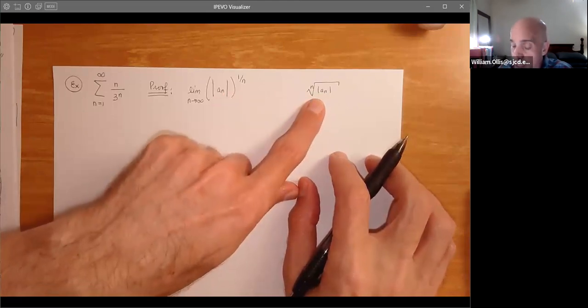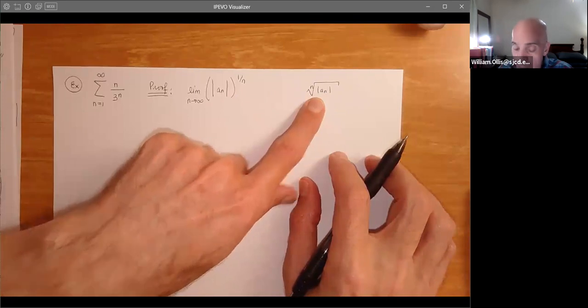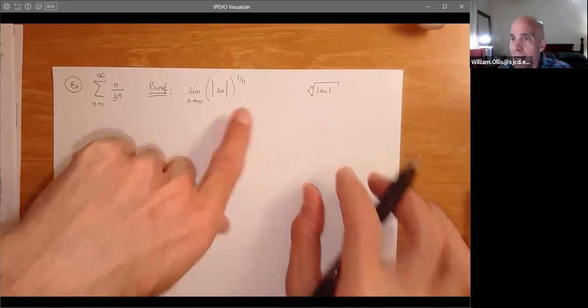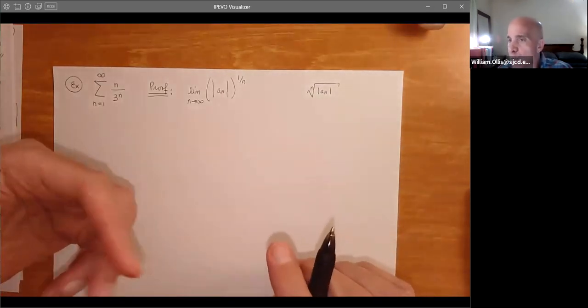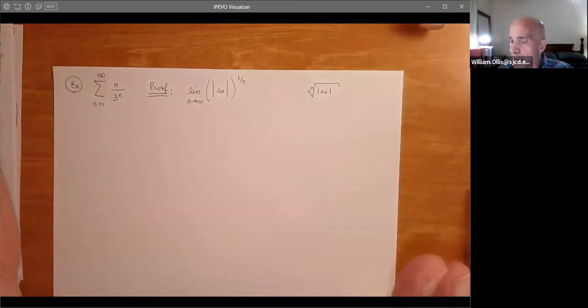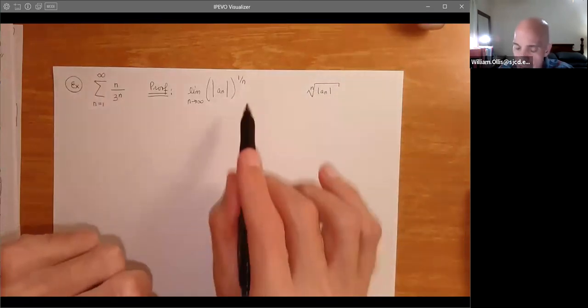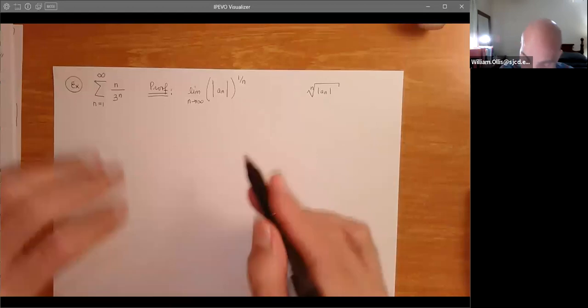So you may see this particular result written this way. Just make the connection that these are absolutely the same. It's like saying x to the 1/2 or the square root of x. It's the same thing. This just is actually more convenient computationally. So that's why I'm choosing to write it this way.